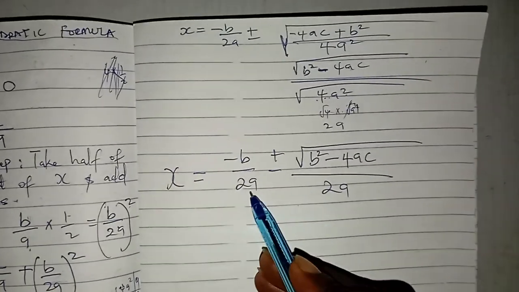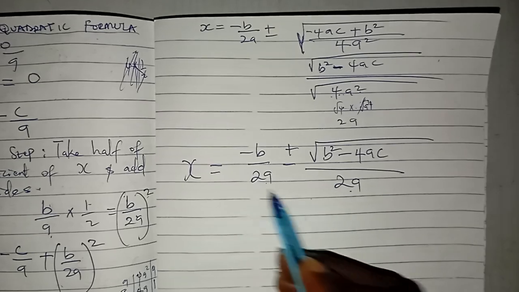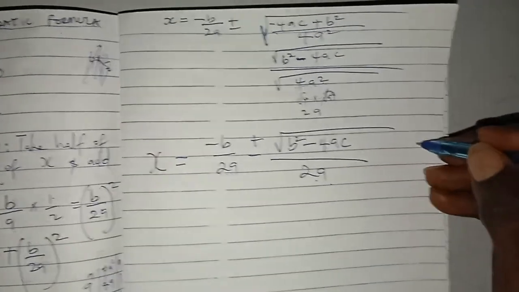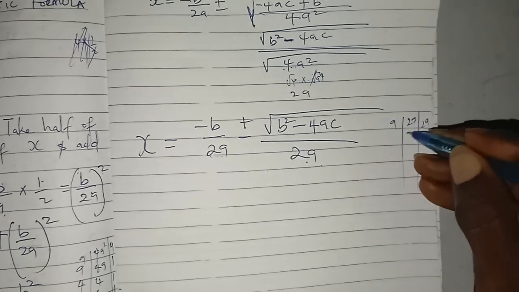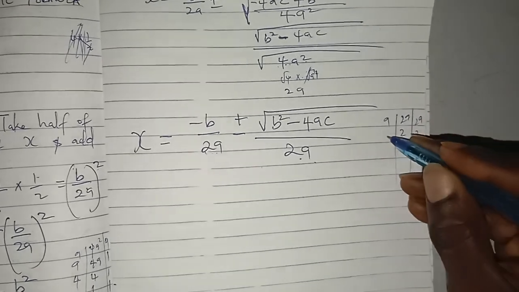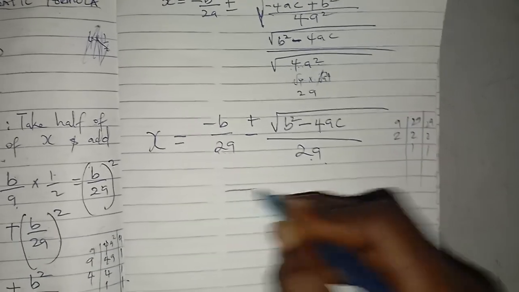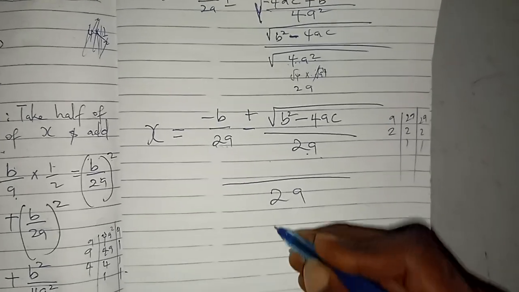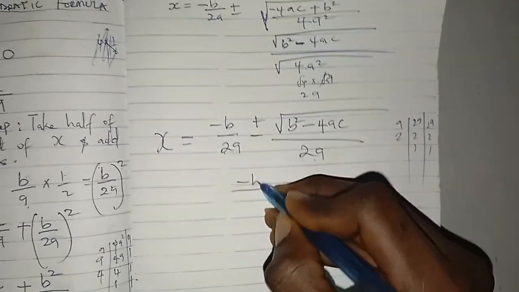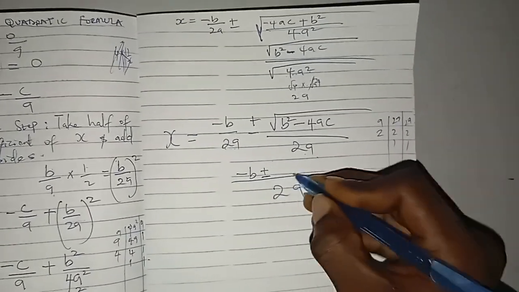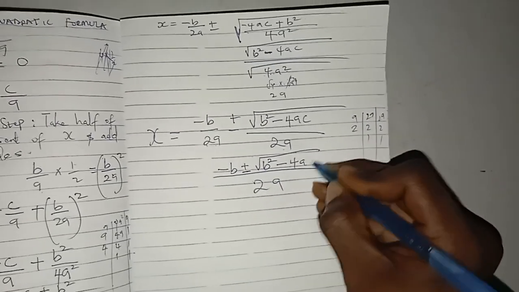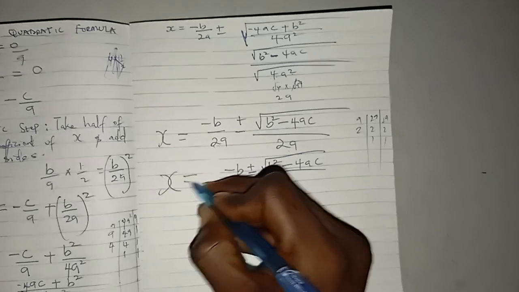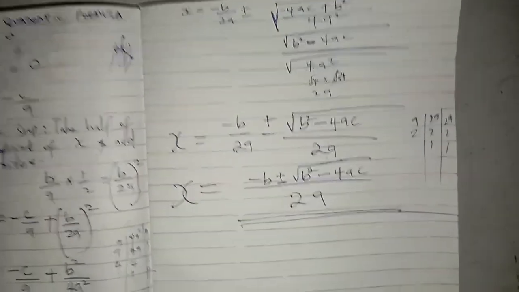So notice that this is 2a, this is 2a. What will be the LCM here? Let's check. 2a, a here 2, 2 here 1. So it's 2a, that is the LCM, 2a. So since they are the same, I have minus b plus or minus root b square minus 4ac. x is equals to. So there you have it.